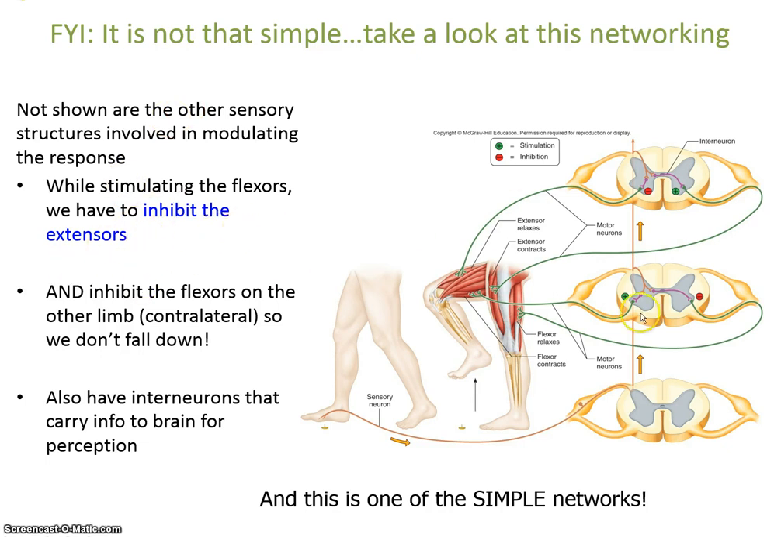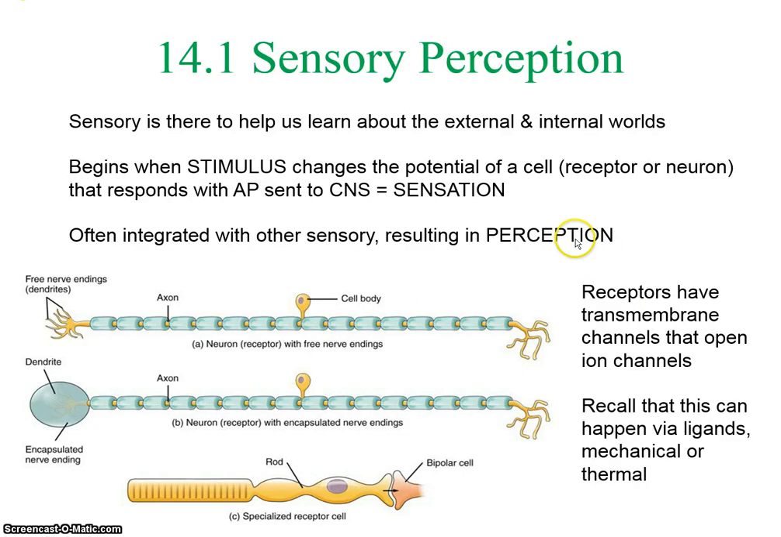And then again, we add awareness and other senses that are going on, and you can see how very quickly this becomes a true network of understanding, and we want to stay simple. All right. So sensory perception, because this is about the somatic sensory nervous system.